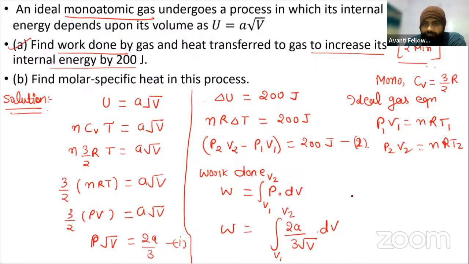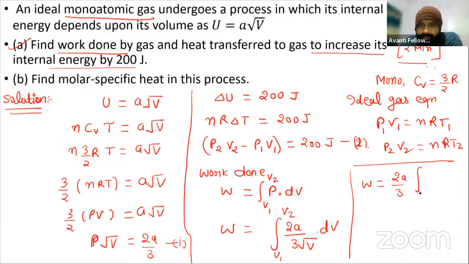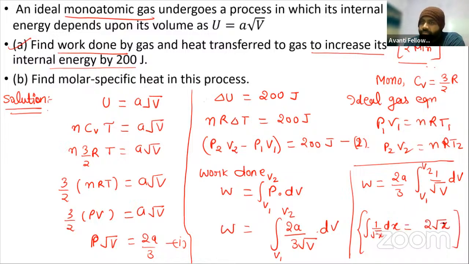V1 to V2. Now, what can we do? We can take 2A by 3 as common because it's a constant quantity, with no relation to integration and differentiation. Integration V1 to V2, 1 upon root V dV. Now, what is the formula for the integration of 1 upon root x dx? It will be 2 root x. Directly remember, 2 root x. Just twice the function which is given to you.